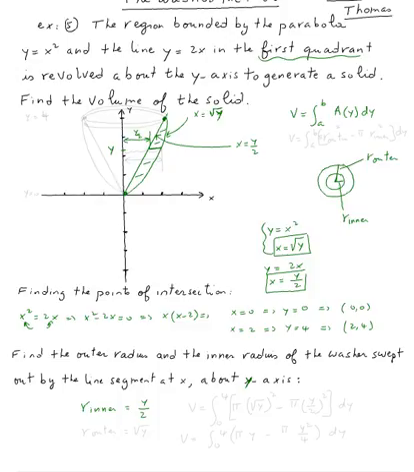What about the R outer? The outer radius goes from here to here. So the R outer is going to be the square root of y, because this is x, going from here to here. So now the rest is pretty easy.